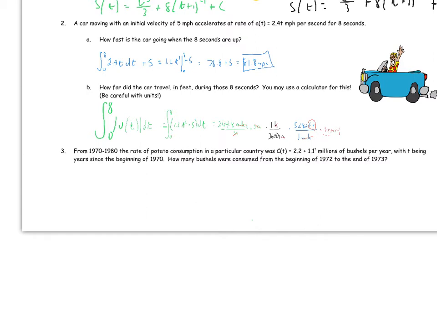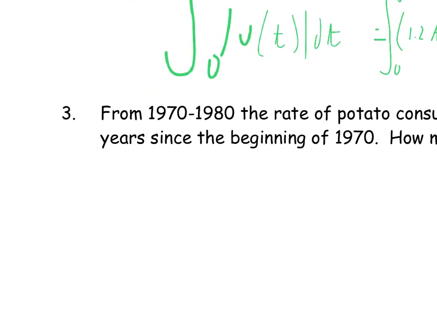And so the trick on this one, though, is it says how many bushels were consumed from the beginning of 1972 until the end of 1973. That would be 2 years total. This is year 2 until the beginning of year 4. So your bounds have to be 2 to 4, which is a common mistake people make.